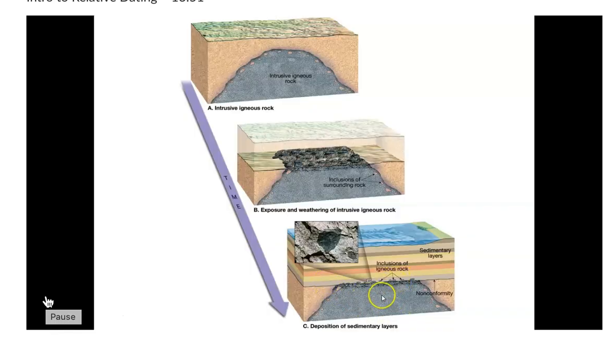And you can see those inclusions here, and it helps us understand that this igneous intrusion is older. It existed here before this layer of sediment became rock, because it includes some of this igneous body.